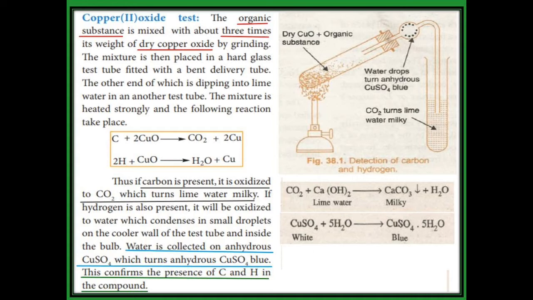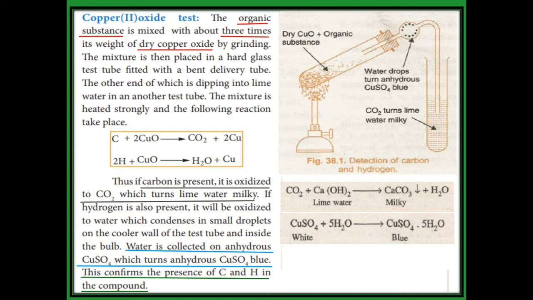Now see the last reaction, copper sulfate. What is the color of copper sulfate? White. CuSO4 color is white. Then 5 moles of water are absorbed by that anhydrous copper sulfate. It gives the blue colored hydrate. Hydrate means water is added. How much water is added? 5 moles of water is added. So here CuSO4.5H2O. The color of the compound is blue, and the name of this compound is copper sulfate pentahydrate.